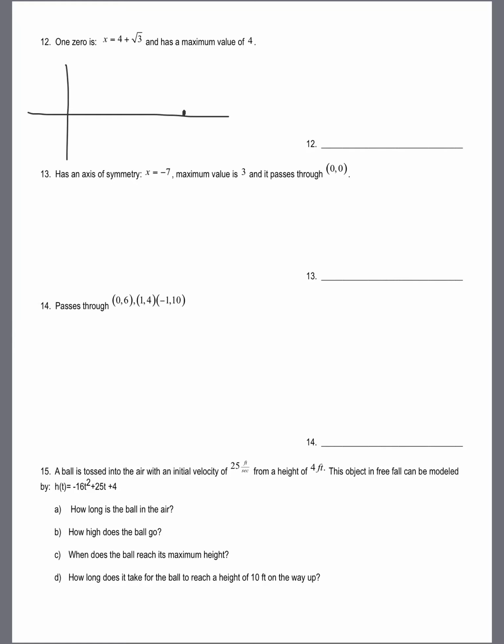All right, so I know this thing is going to cross the axis here, 4 plus root 3. Okay, and then I also know its maximum value is 4, so the highest it's ever going to go. But it's hard to sketch this one because I don't know if it's going to go this way or this way. Well, let's just guess that it's going to go something like this. And the highest value is going to be at a 4.